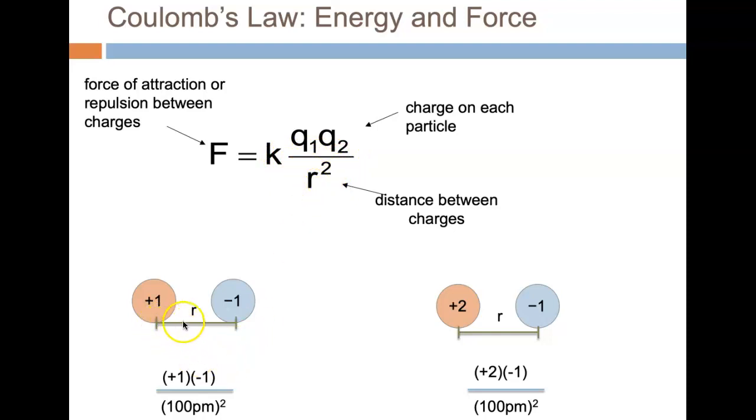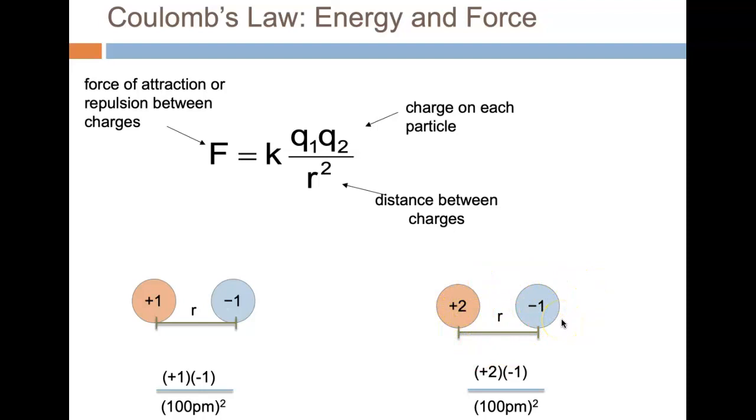So I just made up a number here. Radius, or r, the distance between the 2 charges, is from the center of one charge to the center of another charge. I just assumed here it's 100 picometers, and I squared it because distance is squared. Now, let's say I wanted to compare, is the force of attraction between these 2 particles stronger or weaker than the force of attraction between these 2?